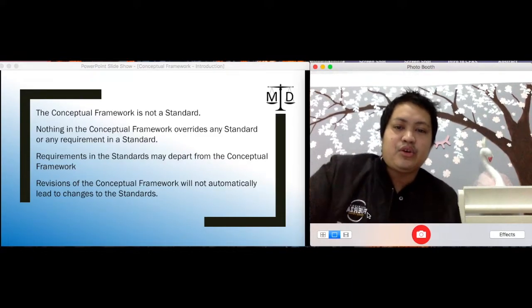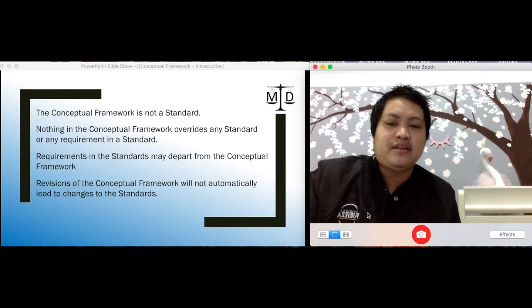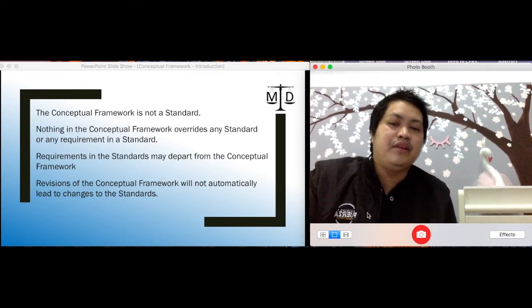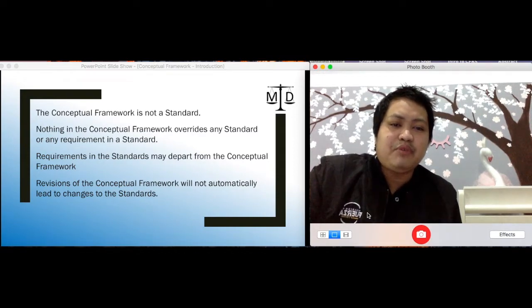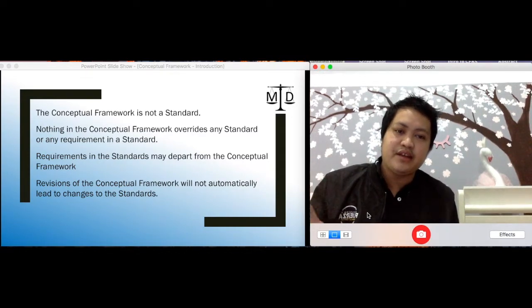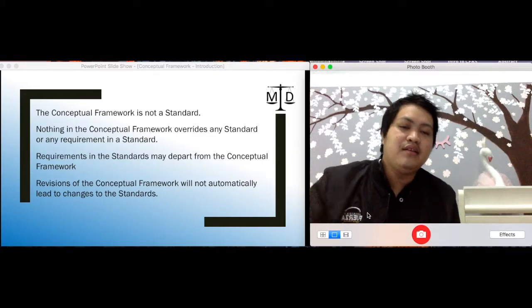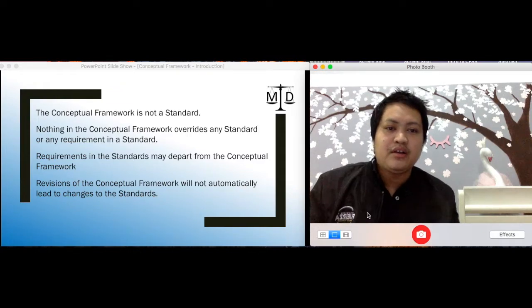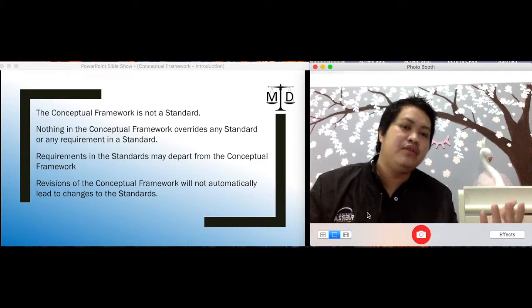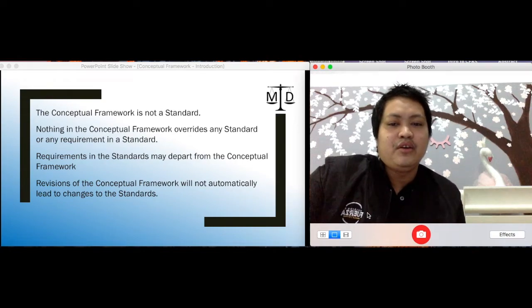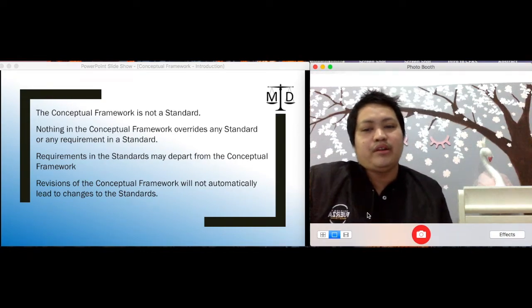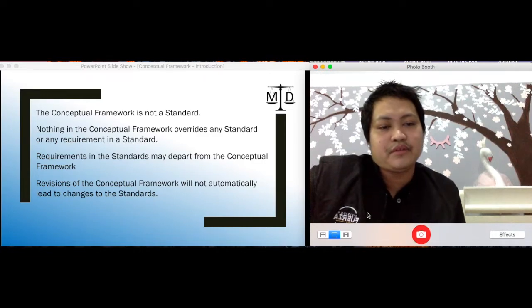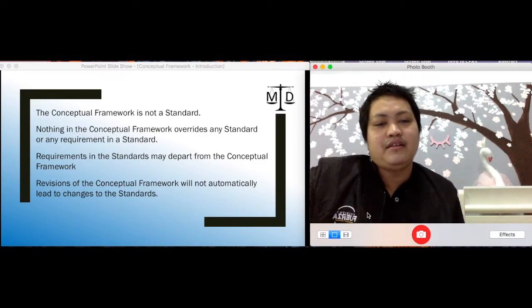Second, the conceptual framework does not override any provisions or requirements in the standard. That should not be very difficult to remember because again, we have already settled that the framework is not a standard. So here you are, on one hand, the standard, and on the other, a publication that is not a standard. Which between the two should be heavier? Which of the two should be followed? Definitely it should be the standard. So if ever there's a conflict between the framework and the standard, it should be the provisions or the requirements of the standard that will prevail.